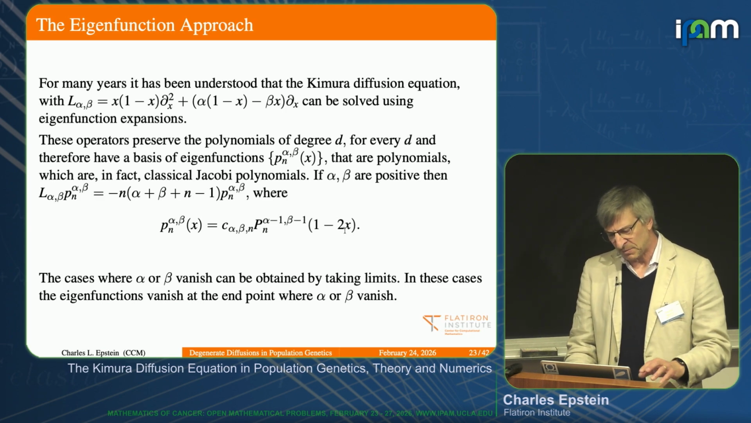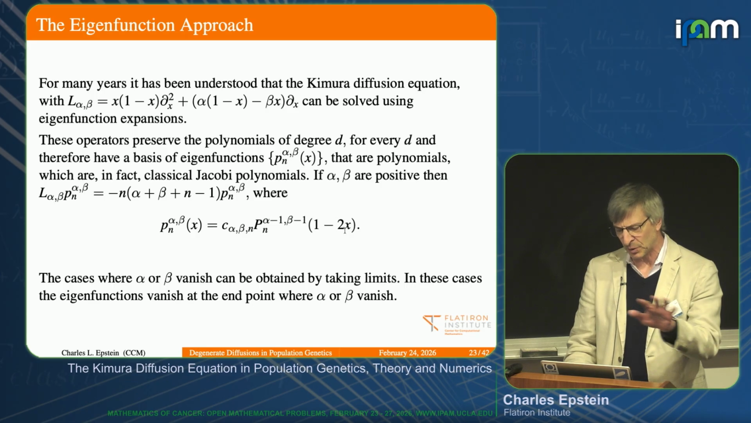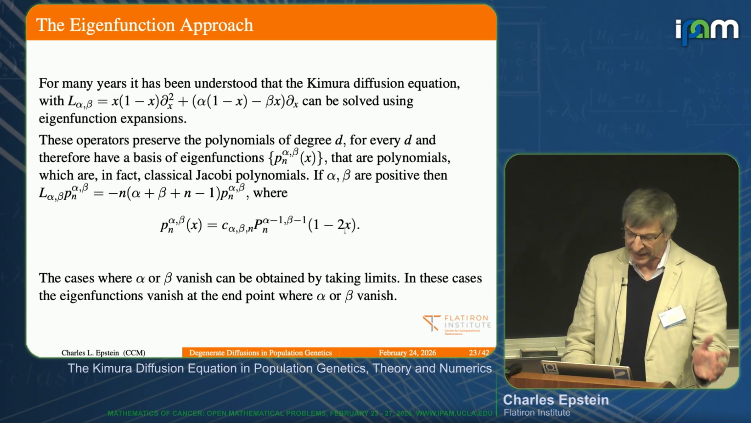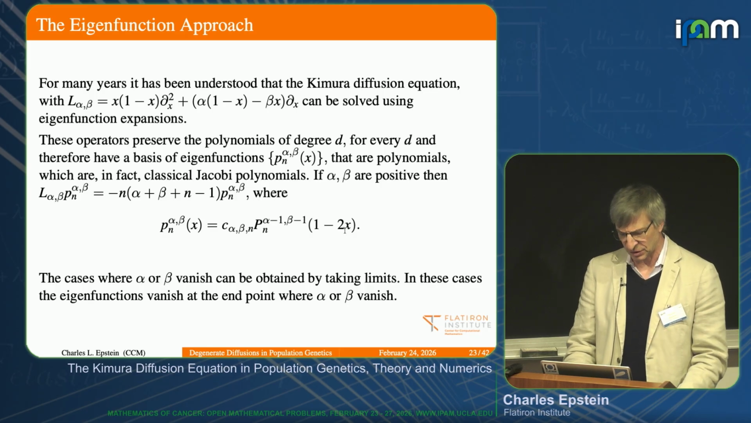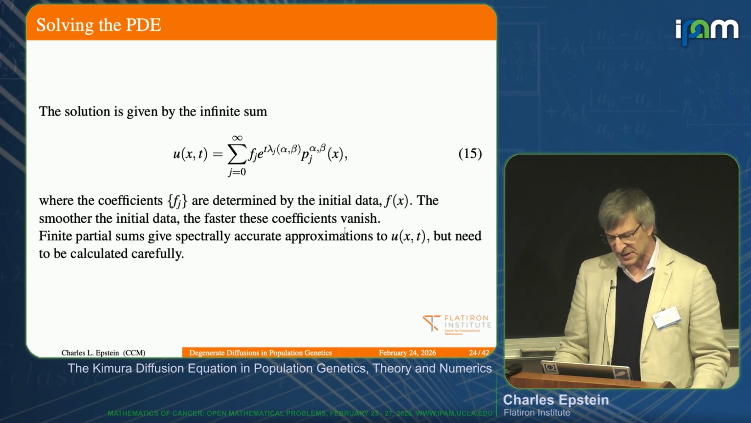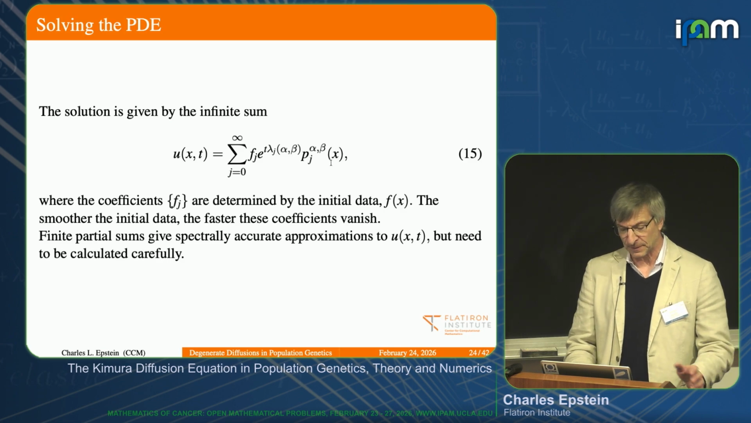In cases where alpha and beta vanish, you have to take limits, and you get similar kinds of results. But what happens is at the endpoint where alpha or beta is 0, the eigenfunctions will vanish there. So you get an x or a 1 minus x multiplying the eigenfunction. All right, so the solution to the PDE is given by an infinite sum. The initial conditions determine the coefficients. I represent my initial function in terms of these eigenvectors. And then this is the formula.